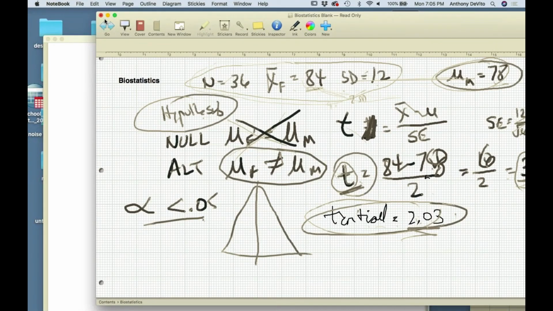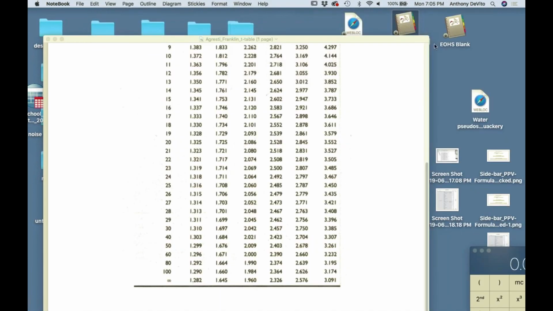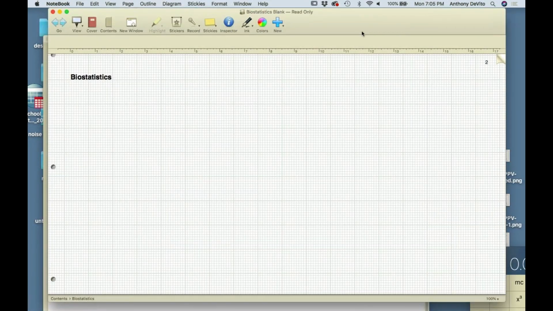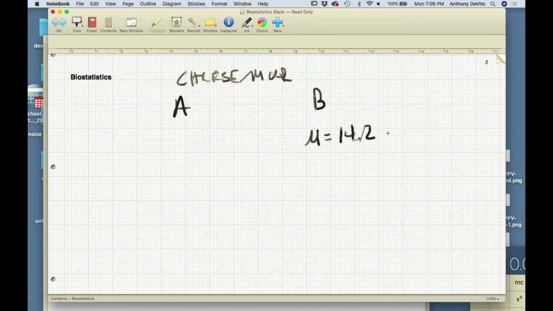I'm going to do another one. Okay, so in this one, I'm comparing cheesemaker A to cheesemaker B. Cheesemaker B tests the fat content of all of the cheese that he makes, and we know that the mean fat content per pound of cheese that he makes is 14.2 ounces per pound. That's the fat content in his cheese.